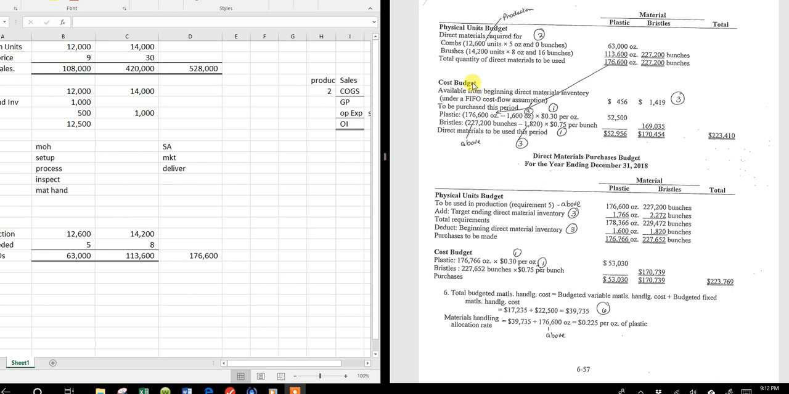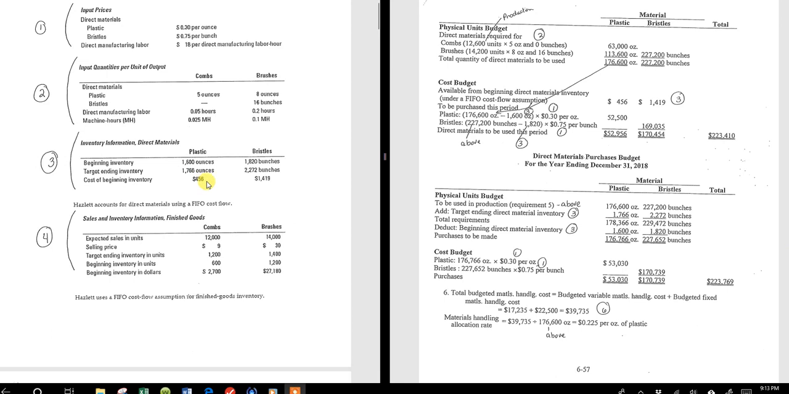Okay, so I was thinking we were doing this down here, which I'm going to go back to in a second. But they want basically the cost of this. I wish they would call this available. But this is basically beginning inventory plus what we purchased. So we have beginning inventory right here, 456, plus what we purchased. And what we needed was 176,600 minus the 1,600 ounces in beginning inventory times 30 cents an ounce.